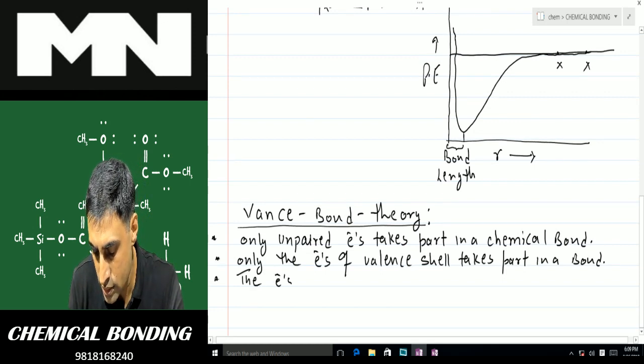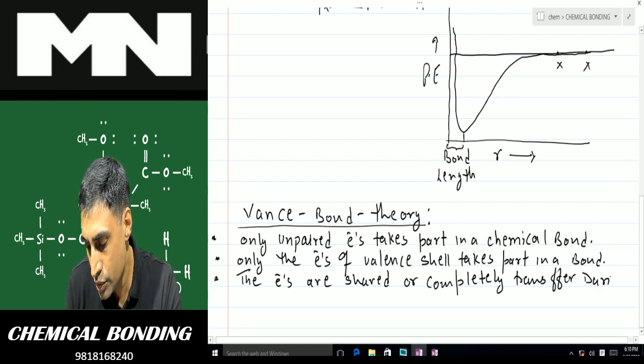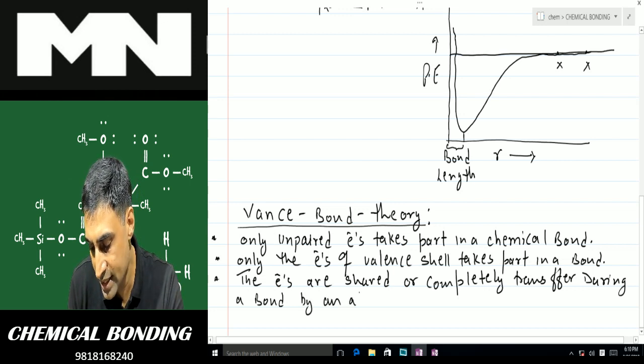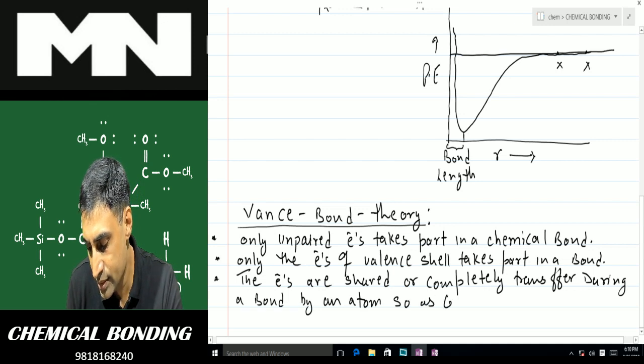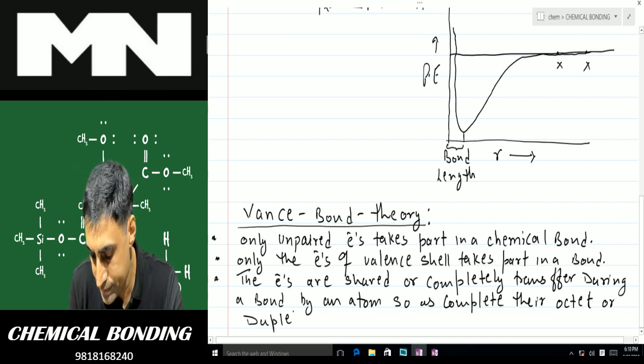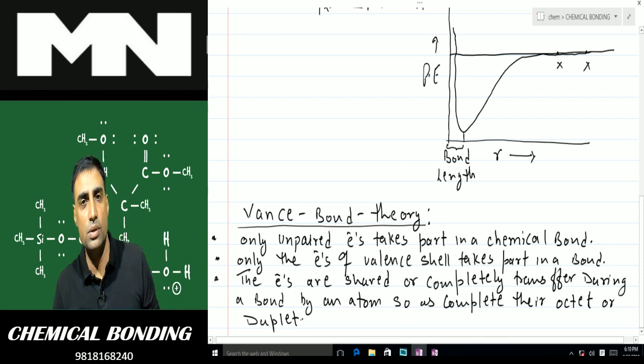The electrons are shared or completely transferred during a bond by an atom so as to complete their octet or duplet. So atoms combine or form a bond either by sharing or by transferring electrons so as to complete their octet or duplet. So this is what valence bond theory is.